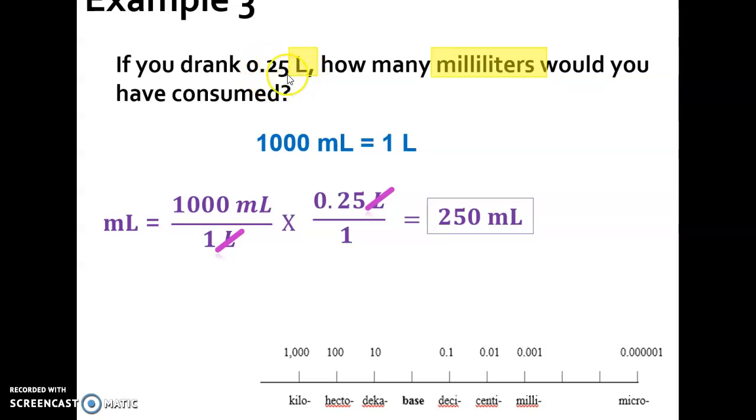You've got that blank space in there, right? So fill that in with the 0. So it's moved that decimal 1, 2, 3 places, and we need to fill in with a 0. So 250 milliliters.